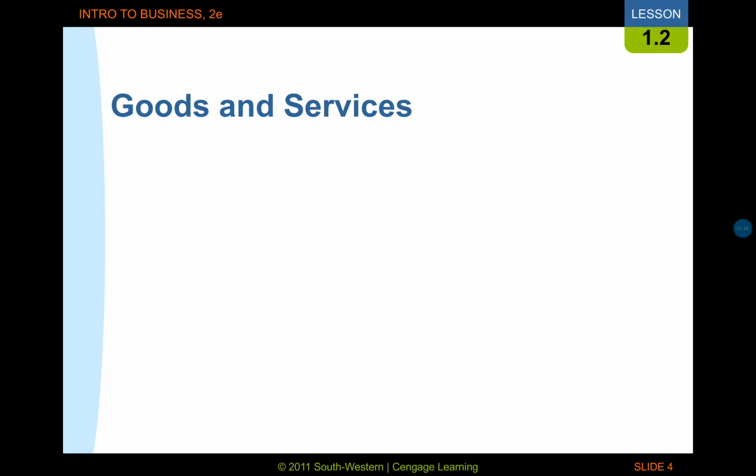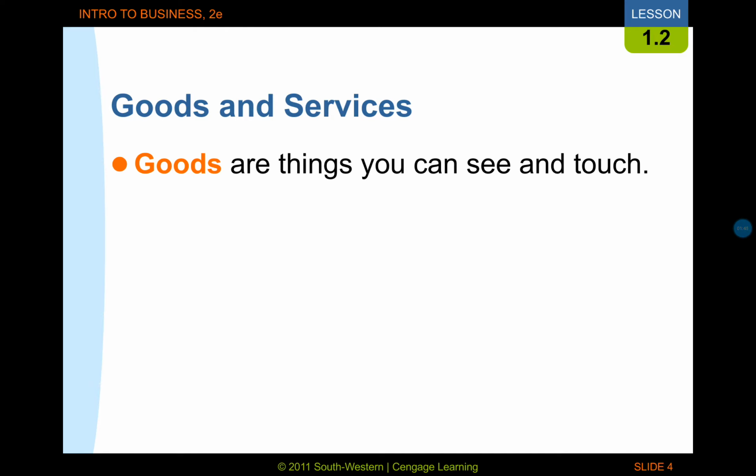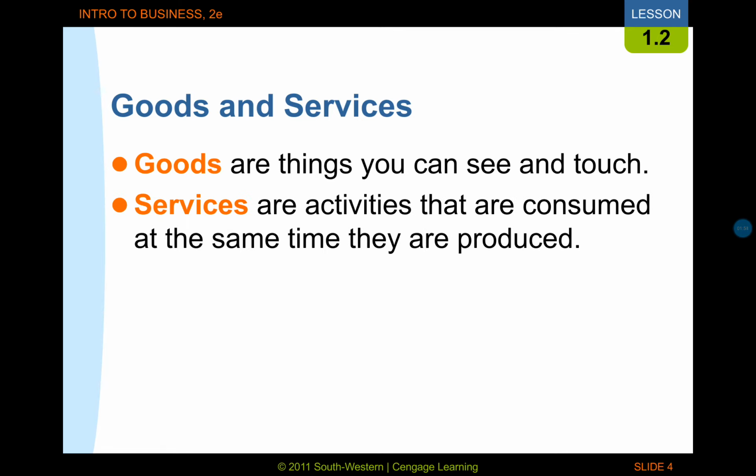Goods and services. Goods are things that you can see and touch, something tangible. And services are activities that are consumed at the same time that they are produced. Some examples of a good would be a phone, a textbook, your tablet, computer, that type of thing.